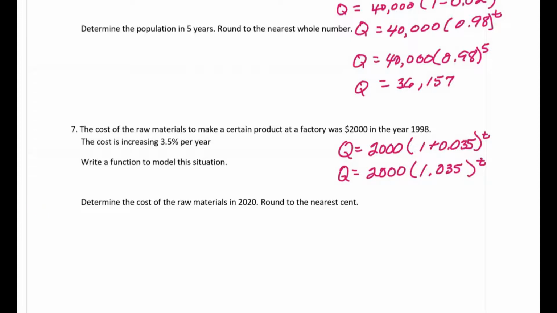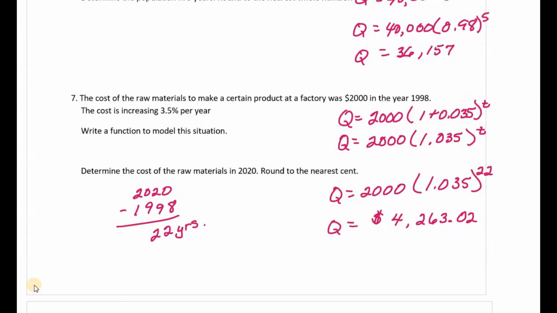Okay, so I need to figure out what t is. I want to know the cost in the year 2020, and my q sub 0, or time 0, was actually 1998. Right? We're not going back to the year 0. So this is actually 22 years that we've been looking at the cost of the raw materials. So I'm going to put 22 in place of t, and there is my value after 22 years.